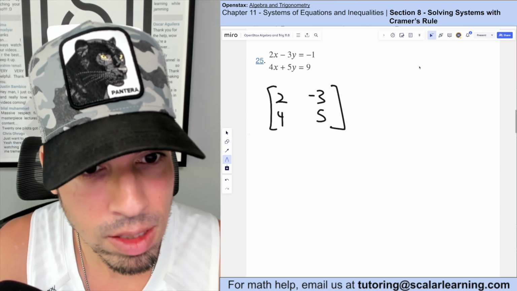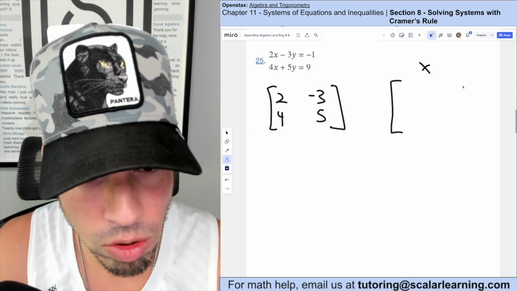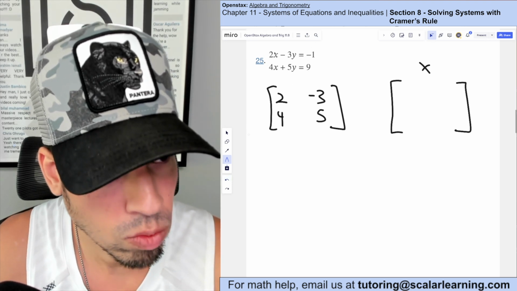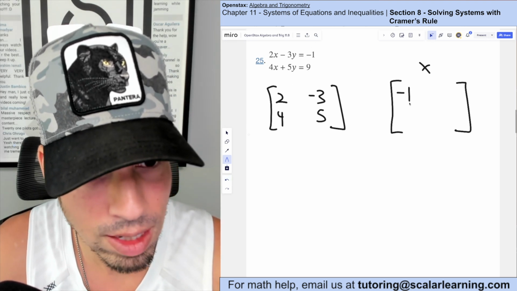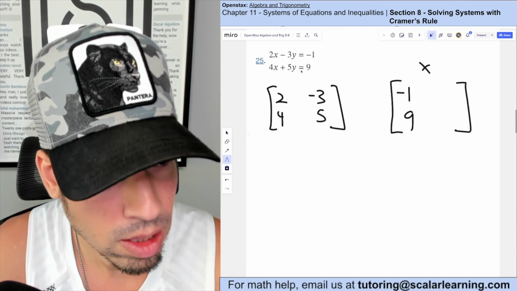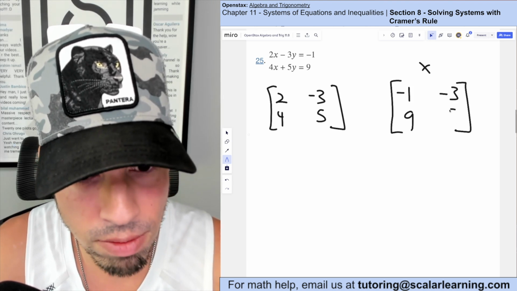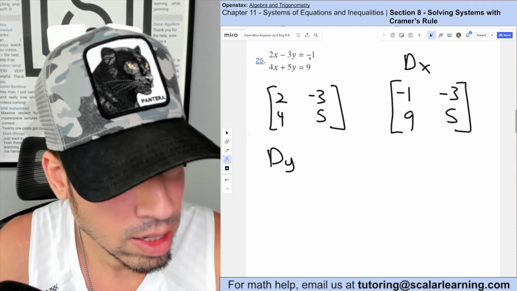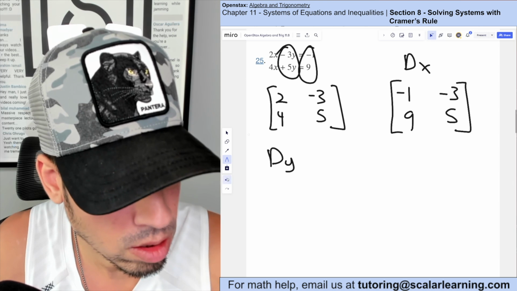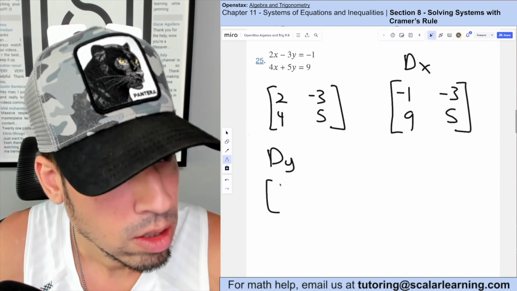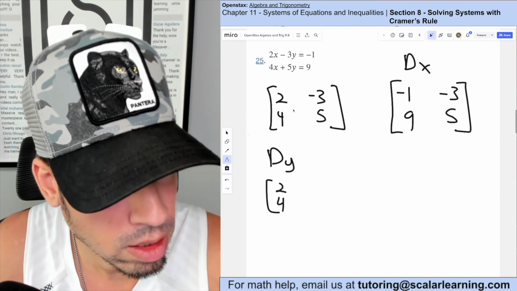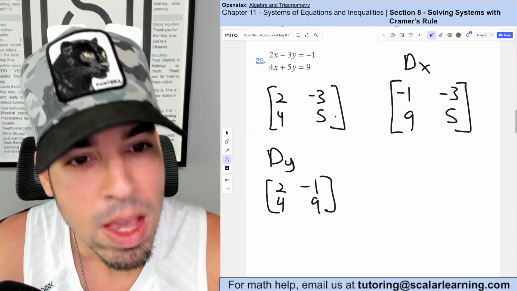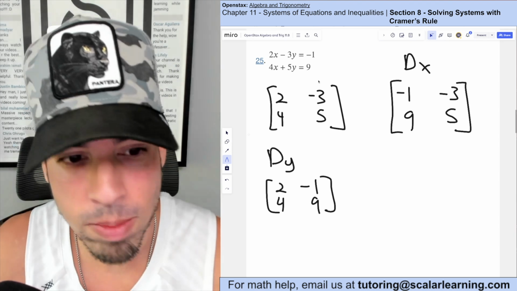Then we're going to have a second, we'll call it the X matrix. What we're going to do is take these constants right here and replace the X column with those. So we got -1 and 9, and we're going to leave the -3 and 5 like so. And then we've got the Y one. Again, we're going to take these and replace the Y's. So we got 2, 4, and then instead of -3 and 5, we got -1 and 9. And now we're going to calculate the determinant of each of these.